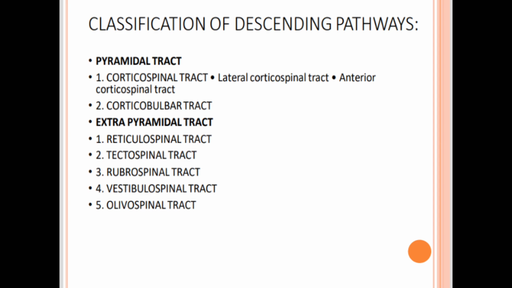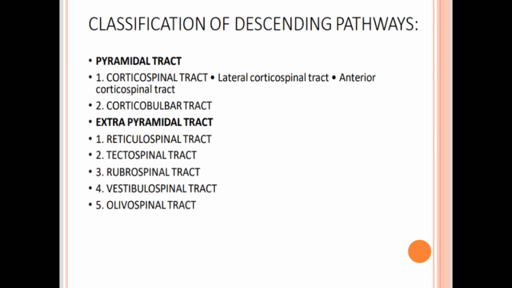We broadly classify the descending tracts into two tracts, the pyramidal tract and the extrapyramidal tract. In the pyramidal tract there are two pathways, the corticospinal tract and the corticobulbar tract. We further divide the corticospinal tract into two tracts, the anterior corticospinal tract and the lateral corticospinal tract.